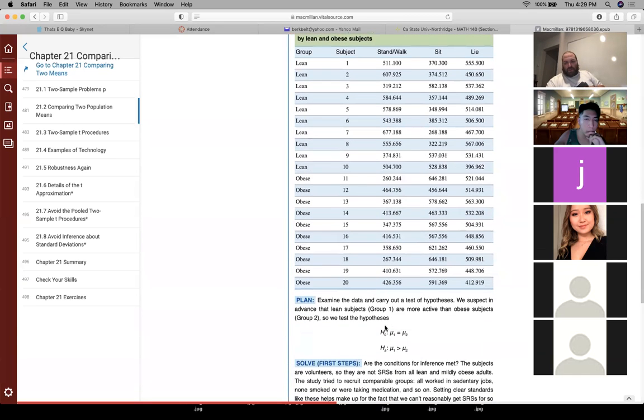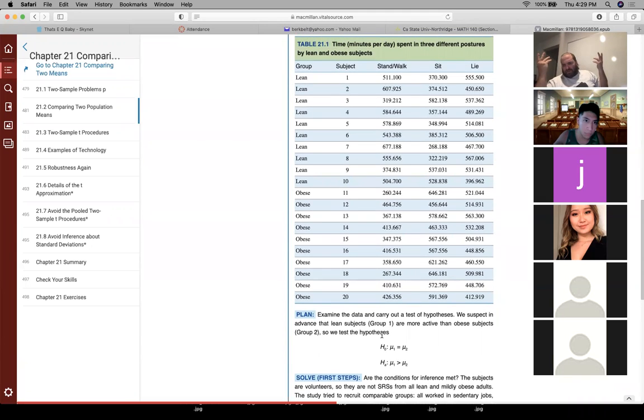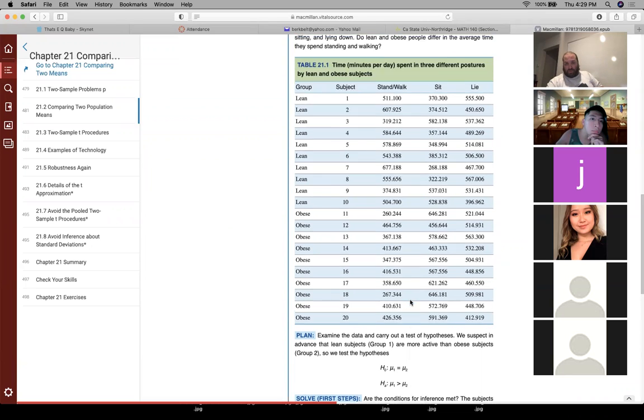So we have the null hypothesis, the thing that we're testing against. The status quo is that, hey, there's no difference. The status quo is that everything is the same: mu1 equals mu2. We're testing to see whether or not mu1 is greater than mu2.